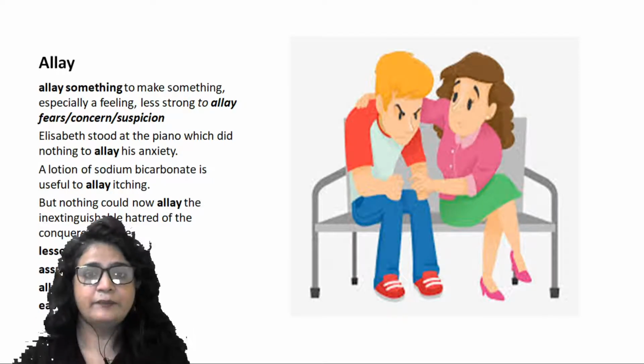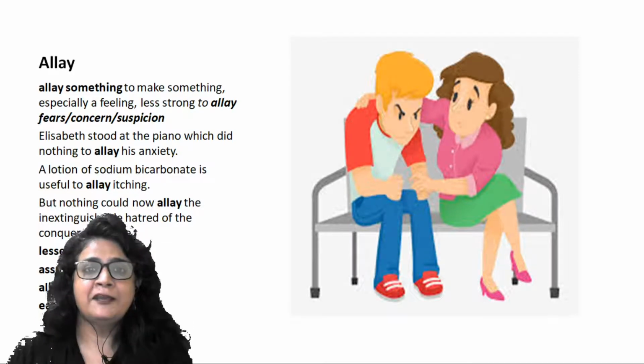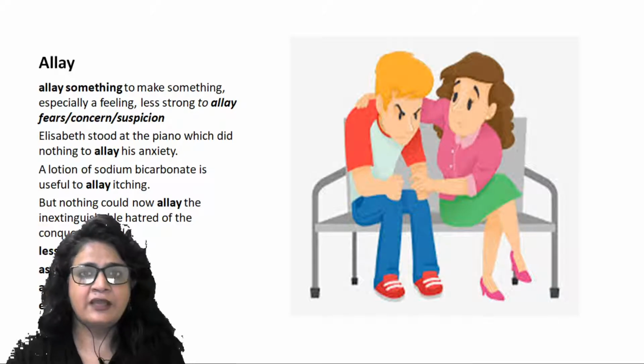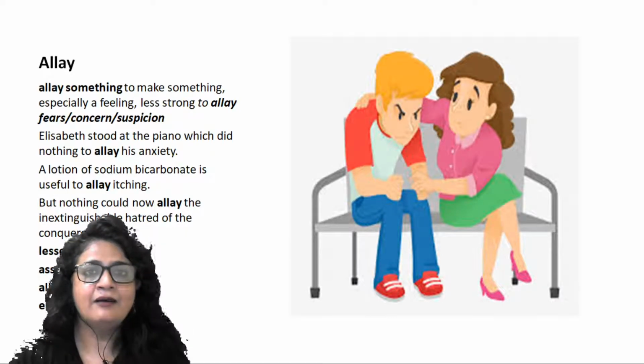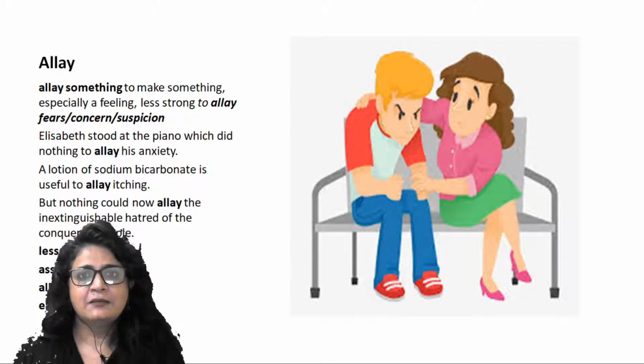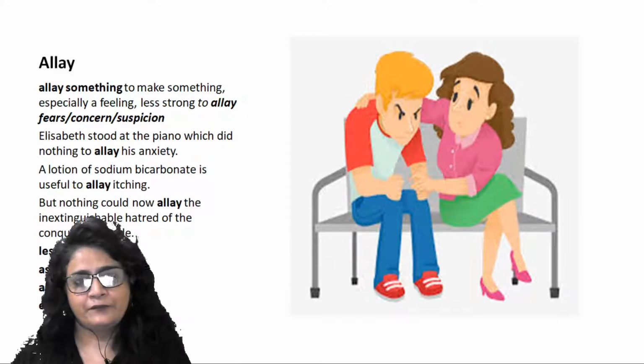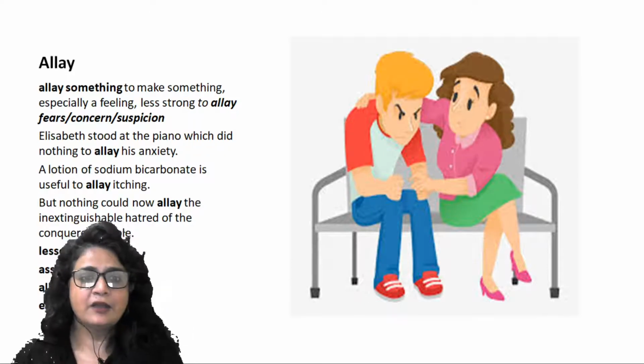Elizabeth stood at the piano, which did nothing to allay his anxiety. So she was possibly having a performance and she stood next to the piano, but it did not allay her anxiety. She was feeling extremely anxious before the performance. It did nothing to allay her anxiety, right? So allay is to calm down.